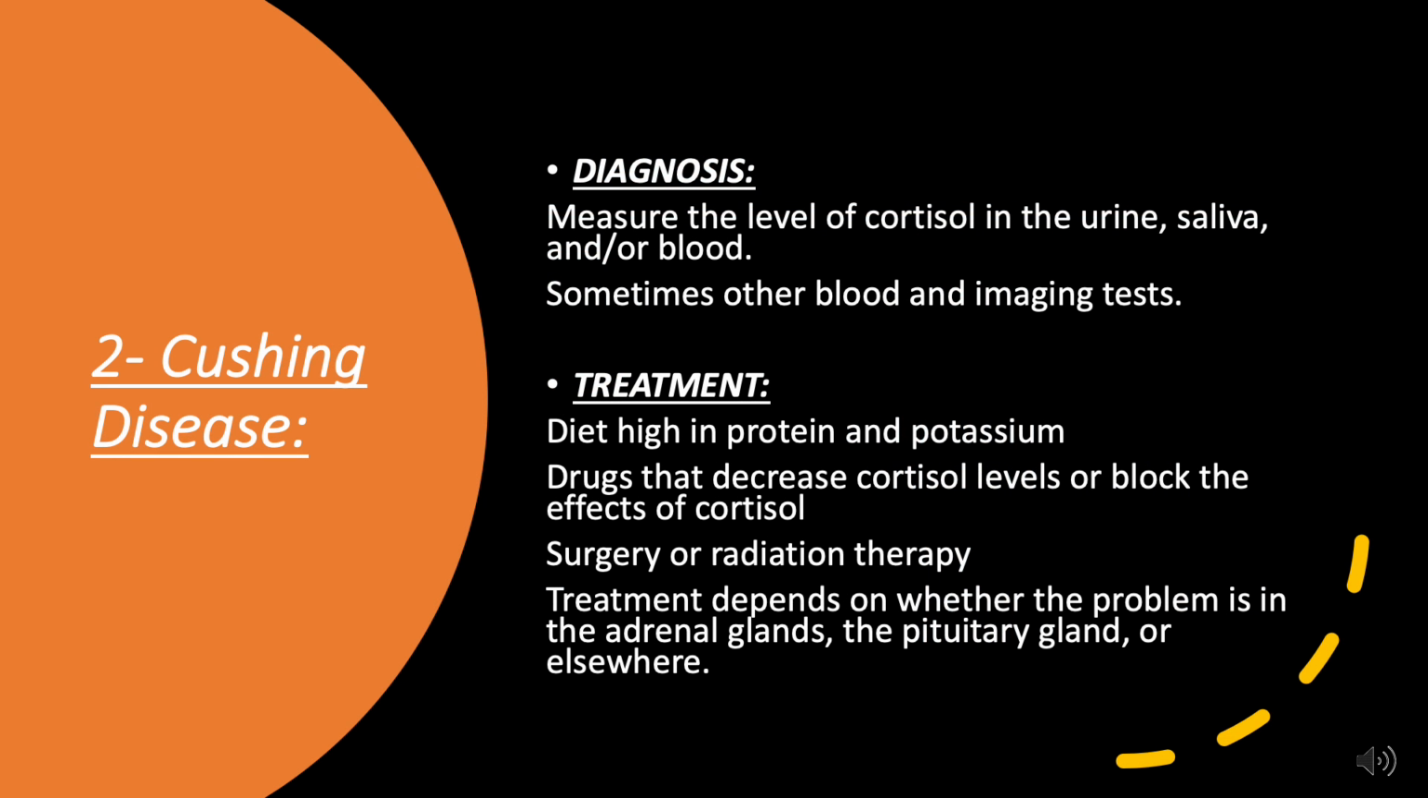Cushing disease. Diagnosis: measure the level of cortisol in the urine, saliva, and/or blood, sometimes other blood and imaging tests. Treatment: diet high in protein and potassium, drugs that decrease cortisol levels or block the effects of cortisol, surgery or radiation therapy. Treatment depends on whether the problem is in the adrenal glands, the pituitary gland, or elsewhere.